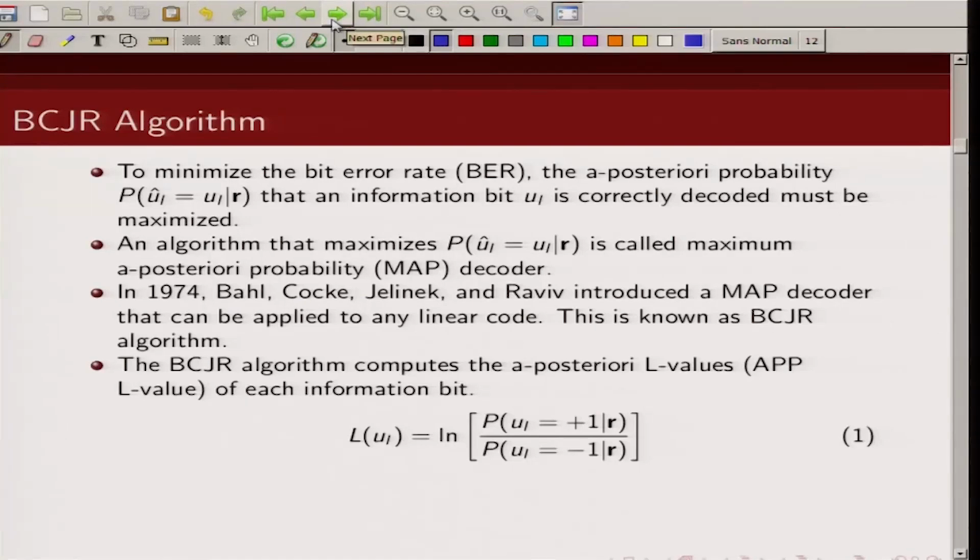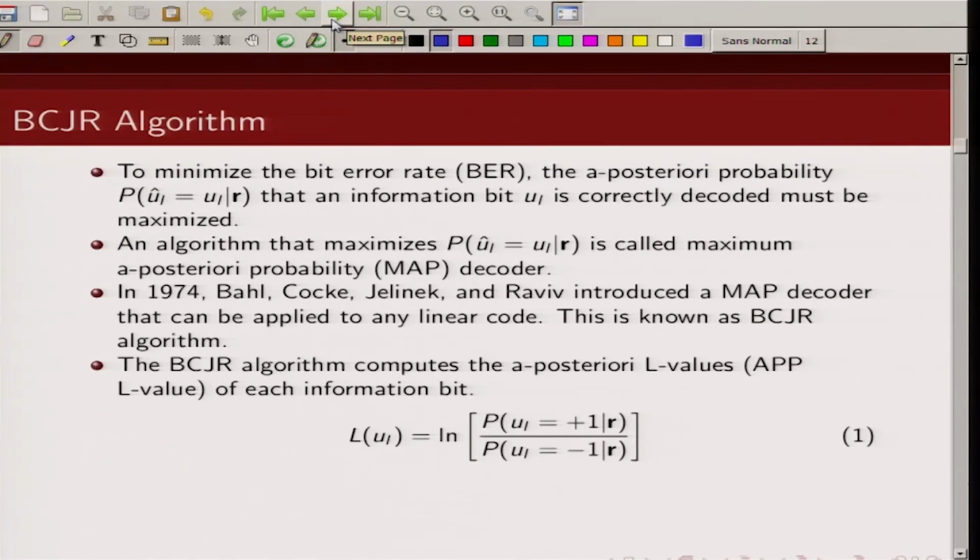Now, the complexity of this algorithm was much higher than the Viterbi algorithm, and that is why it was not popular in the 70s. But in the late 90s, when concatenated codes and turbo codes came into the picture and we required soft estimates, these algorithms became very popular.